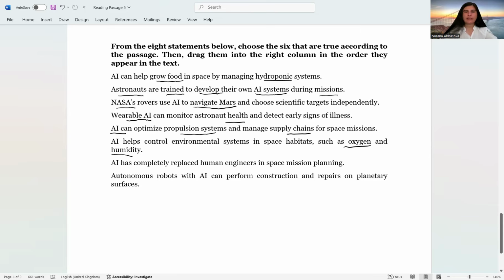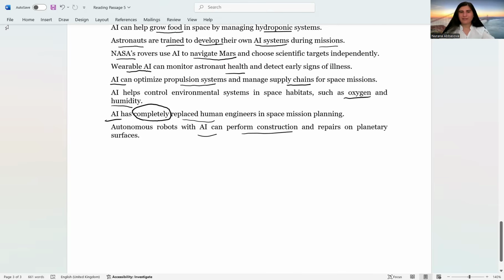AI has completely replaced human engineers in space mission planning. AI completely, be careful about adverbs every time, completely replaced humans. They are helpful. Autonomous robots, which means independent robots, with AI can perform construction and repairs on planetary surfaces. AI perform construction. Wow. You are great, AI.